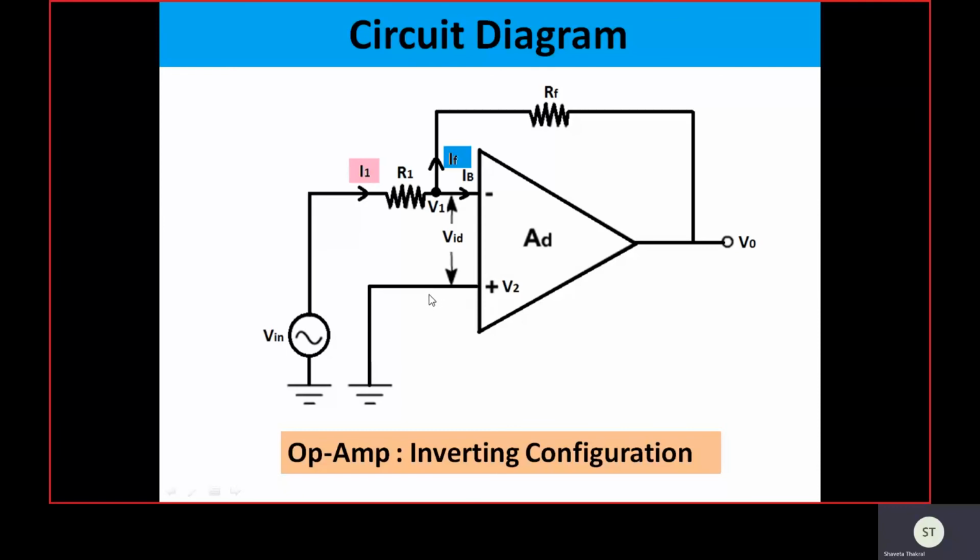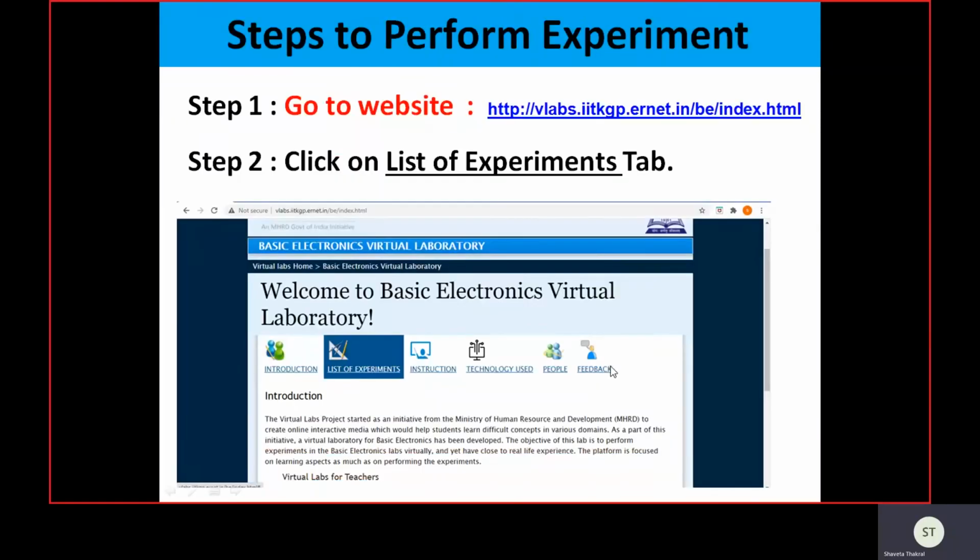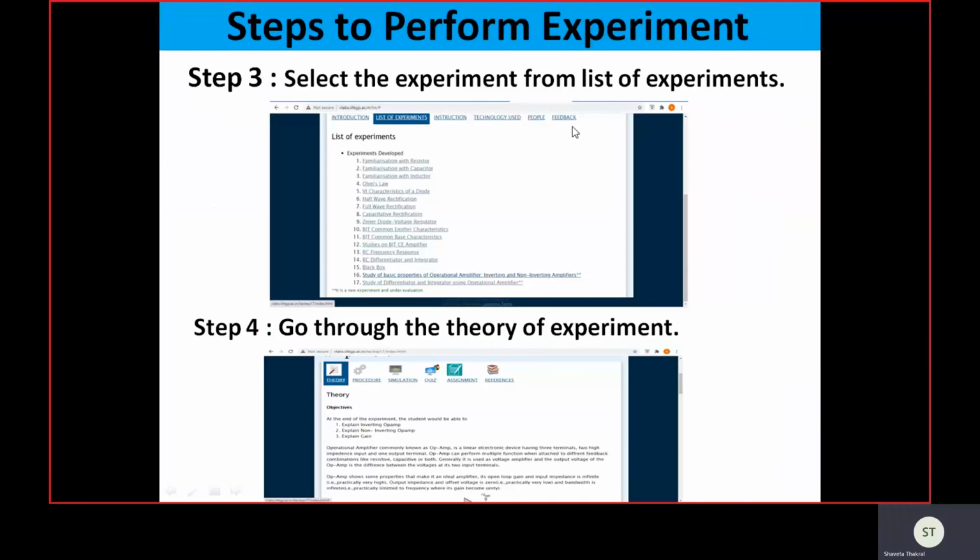So this is the circuit diagram we need to refer to for performing the experiment: first the inverting configuration we have discussed, and secondly the non-inverting configuration. And these are the steps to perform the experiment, because we are performing it via a virtual lab environment. First of all we need to visit this website where the list of experiments is. We click on the list of experiments tab. Then we select the experiment from the list, that is the study of basic properties of operational amplifier, inverting and non-inverting amplifiers.